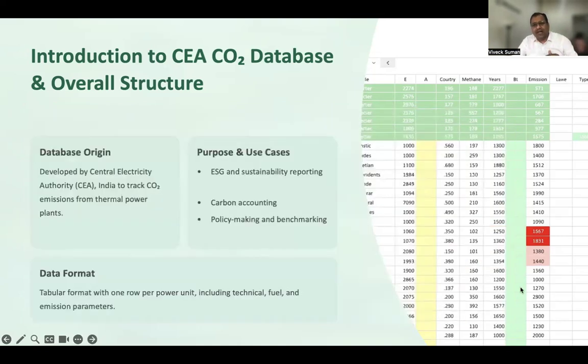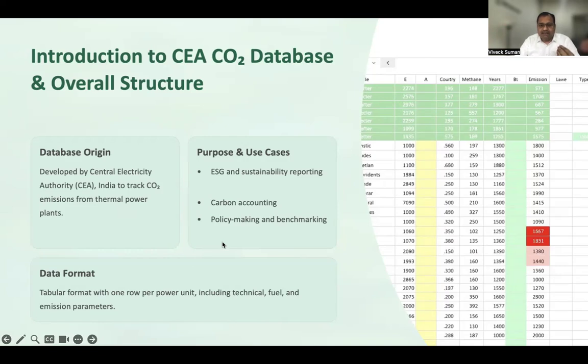Let's go through each of them one by one. So the database origin is, of course, the Central Electricity Authority of India, for tracking carbon dioxide emissions from thermal power plants. So remember, it's not from nuclear power plants. So that's another challenge. Always understand, like last time when we were discussing, that if there is a renewable mix in your power plant, of course renewable is zero, so we will not be accounting for it. Correct?